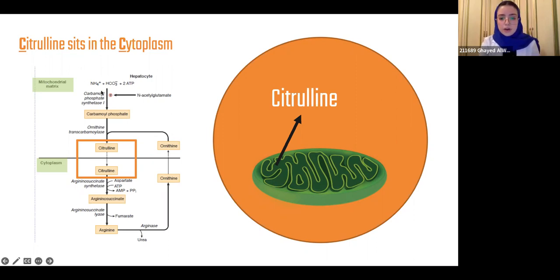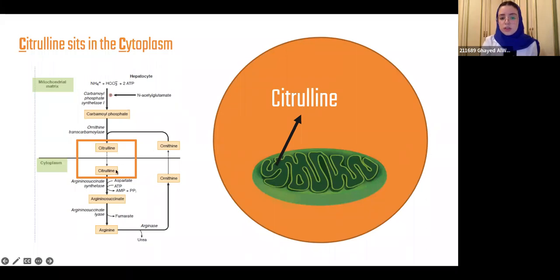So let's quickly recap the steps so far. First, we have ammonium, bicarbonate, and 2 ATP molecules, and this makes carbamoyl phosphate. The enzyme is carbamoyl phosphate synthetase 1, and we have N-acetylglutamate, which is the obligate activator of this enzyme, meaning without it, the enzyme won't work. Then carbamoyl phosphate combines with ornithine. We're transferring the carbamoyl group, so it's called ornithine transcarbamylase, and we get citrulline. Citrulline sits in the cytoplasm, so it gets out of the matrix. As you can see here, it goes from the matrix into the cytoplasm.